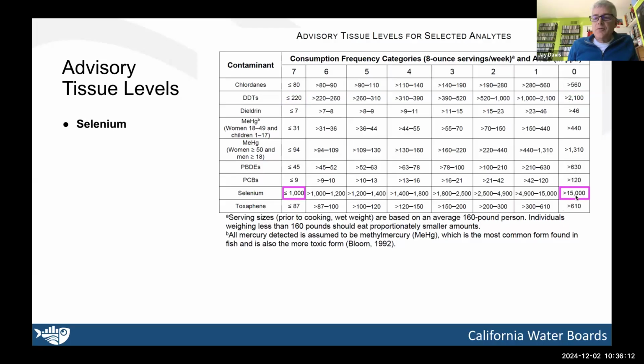Selenium, the upper end's over 15,000 parts per billion. At the lower end, when you're below 1,000, it's pretty safe. We do see sometimes, and I showed in that table, I had that statistic counting the number over 1 part per million, which is 1,000 parts per billion. There were 12 samples out of 109 that were above this level. This is a low level of concern, but we do see some values that are of some concern for selenium at a high consumption rate.